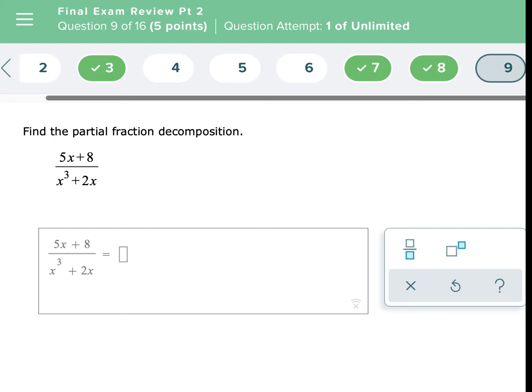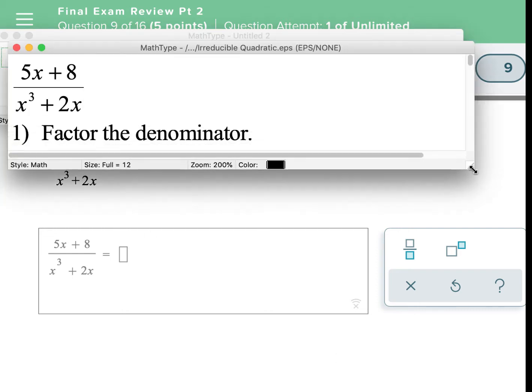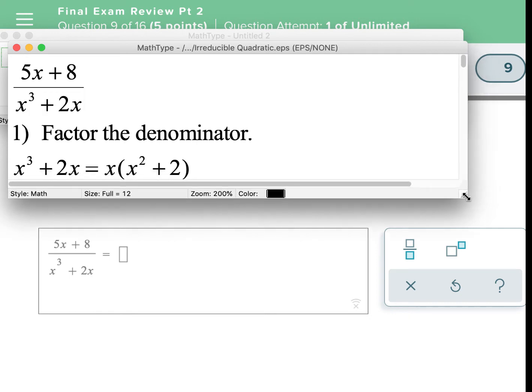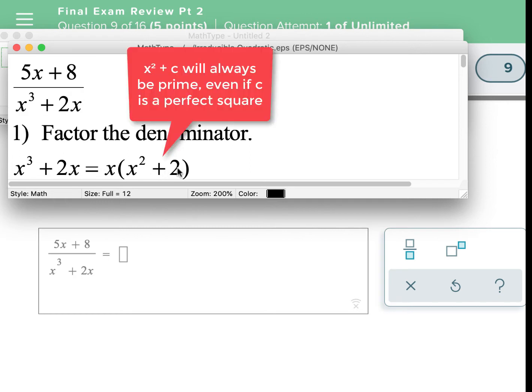And so I'll open up MathType to capture. As we factor the denominator, we're left with x times x squared plus 2. And because 2 is not a perfect square, we know that this is what's called a quadratic that can't be factored anymore. Sometimes we call it prime. Another term for it is irreducible.